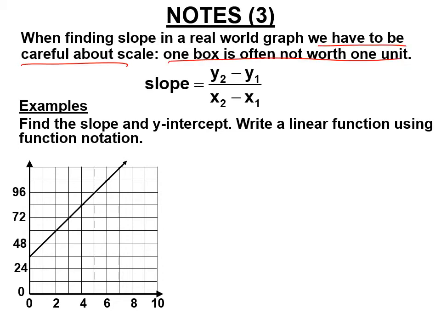All right, so find the slope and y-intercept. So the y-intercept is right there. So the first box is halfway to 24, so that must be 12. So it goes 12, 24, what must be next? 36. So the y-intercept is 0, 36.